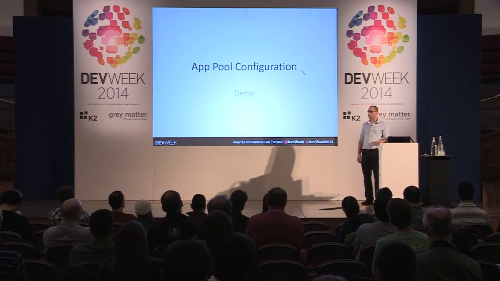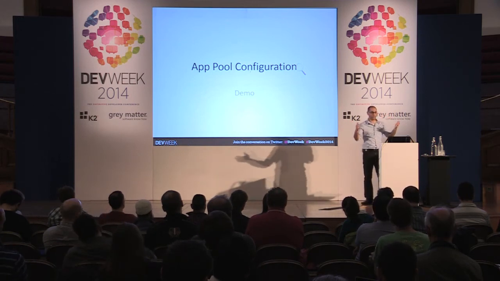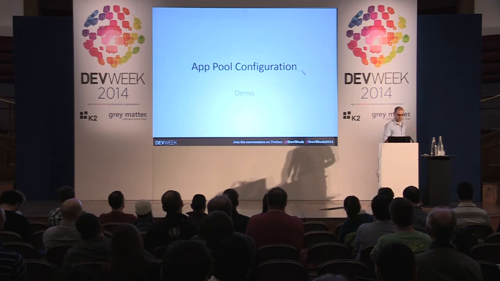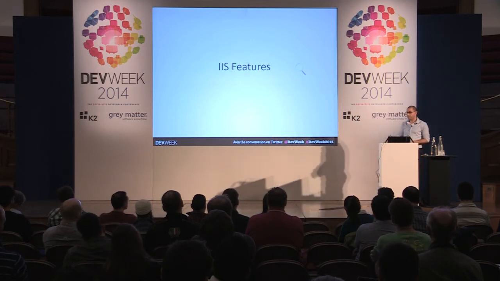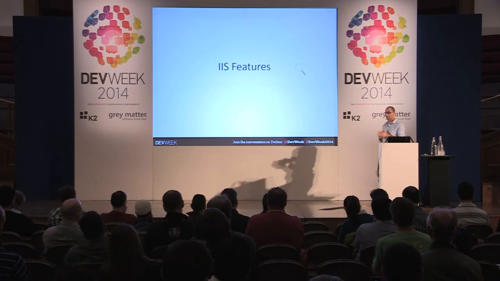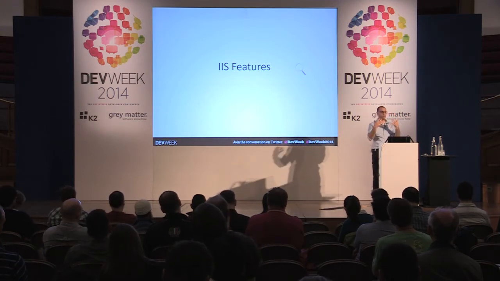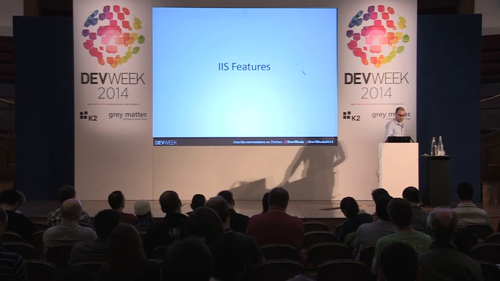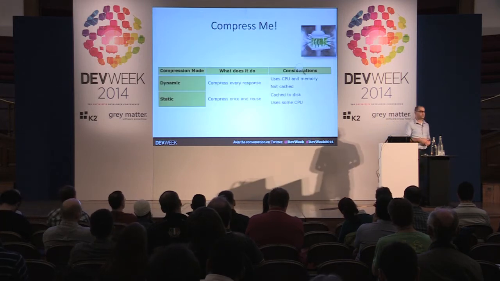And I do hope I told you some new stuff now and that you wrote them down and you will try them back at the office next week. So let's talk a bit about the features of IIS and how it can actually help you develop better applications. The first feature I want to talk to you about is compression.